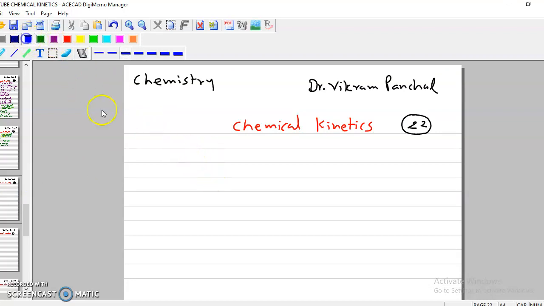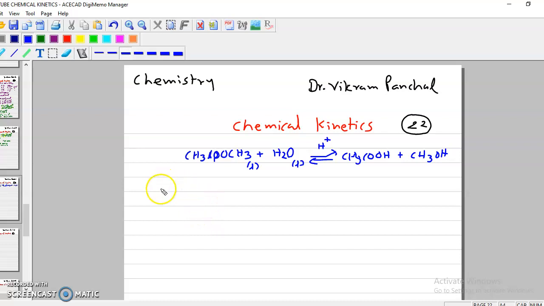Hydrolysis of ester. So let us take methyl acetate plus H2O gives acetic acid plus methanol. This reaction occurs in presence of acid. Acid is a catalyst. Okay, here molecularity is 1 plus 1, 2, as methyl acetate is 1 mole, water is also 1 mole.